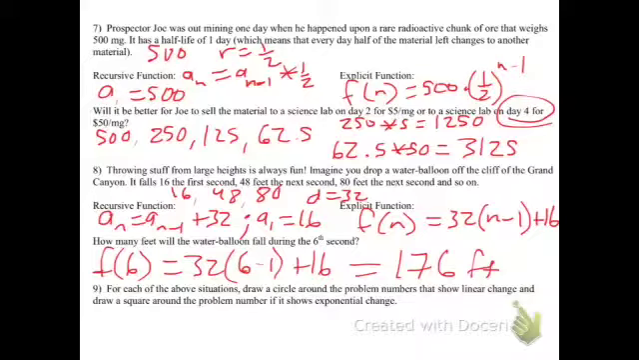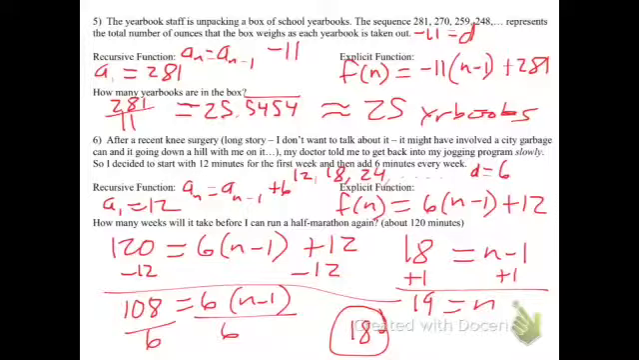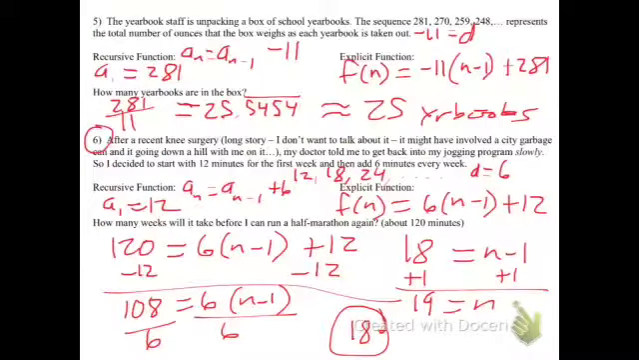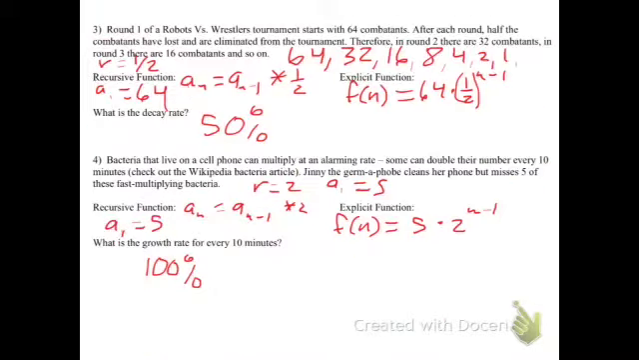Number 9. For each of these situations above, draw a circle around the problem numbers that show linear change, and draw a square around the ones that show exponential change. Well, this 8 was arithmetic, so that's linear. 7 was timesing every time, so that's geometric, which is an exponential type problem. 6 looks like it was adding each time, so that's arithmetic, and we're doing circles around those. Yes, okay. 5, also arithmetic, so it's going to be the linear type.